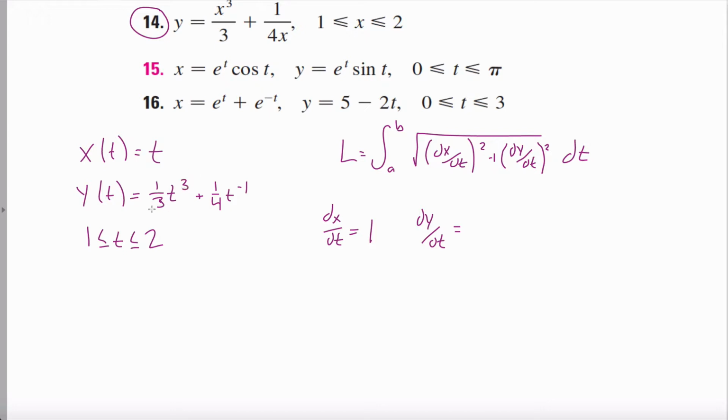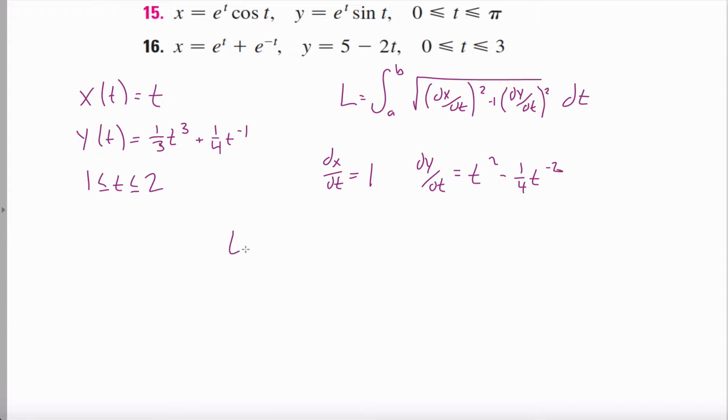So using the power rule, I bring this 3 down in front. I get 1/3 times 3, which is just 1, t squared. Plus, if I bring that negative 1 down in front, I get negative 1/4 t to the negative 2 power. So here's my derivative of y with respect to t. And then I take these and plug them into my formula.